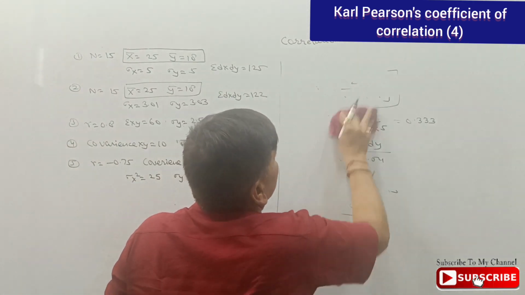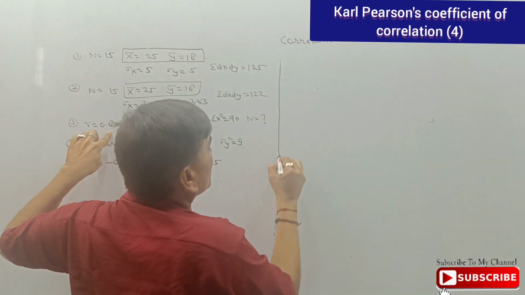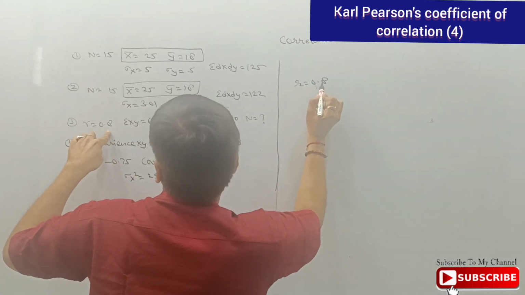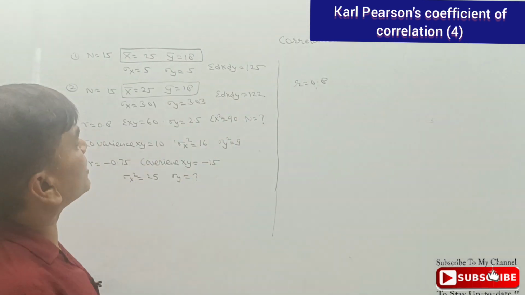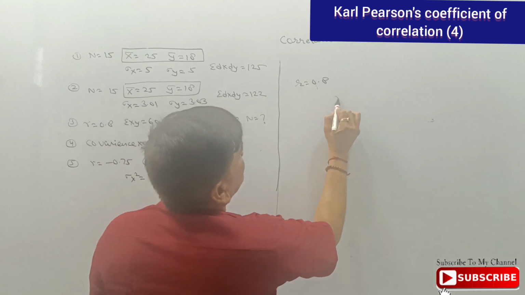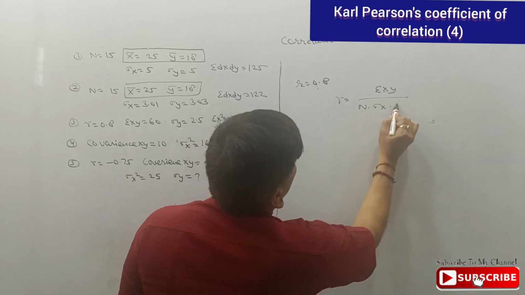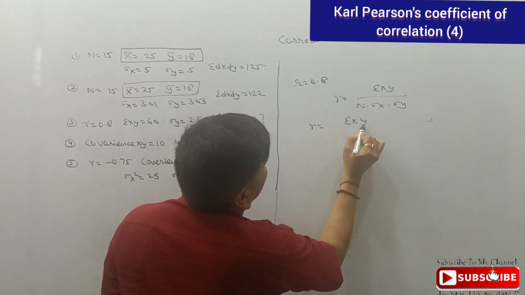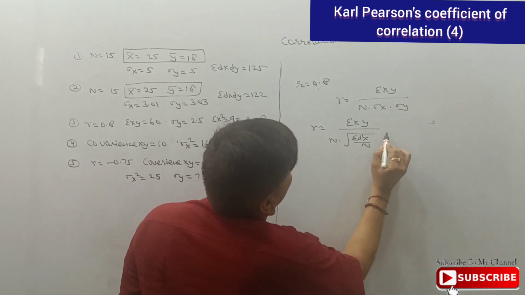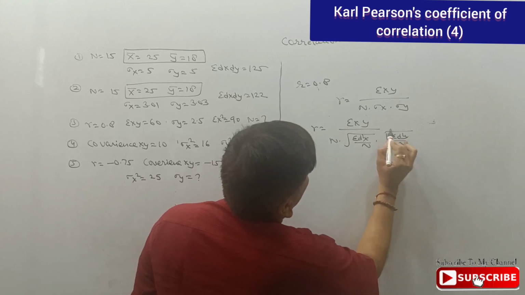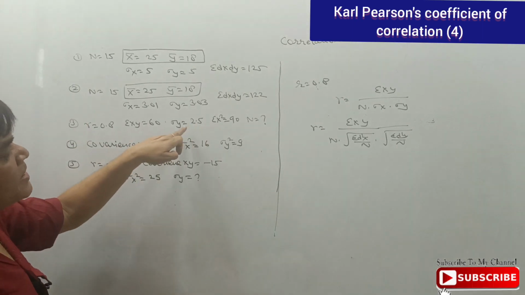Next, question number 3 is written here. In question number 3, the coefficient of correlation r is given as 0.8. Sigma xy is given, standard deviation of x is given, sigma y square is given, and we have to calculate the value of n. So r is equal to sigma xy upon n times standard deviation x times standard deviation y, where standard deviation x is root of sigma dx square upon n and standard deviation y is root of sigma dy square upon n.